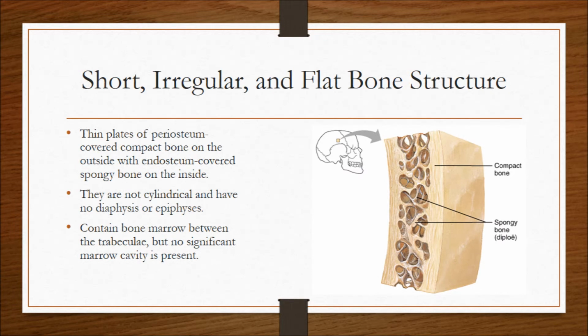So that's it for long bones, but what about the other types of bones? Short, irregular, and flat bones have similar structures. They have thin plates of periosteum-covered compact bone on the outside with endosteum-covered spongy bone on the inside. They're not cylindrical, and they don't have a diaphysis or epiphysis. They contain bone marrow between the trabeculae, but no significant marrow cavity is present like the medullary cavity in long bones.